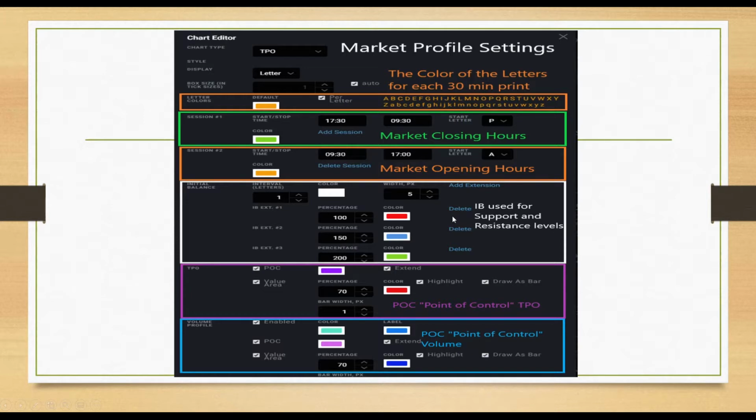Now we're going to look here at IB. It's initial balance. IB is basically used for support and resistance levels. I have mine set at 100% to be color red, 150% for the color blue, and 200% for the color green. And these can be used as support and resistance levels, like I said.